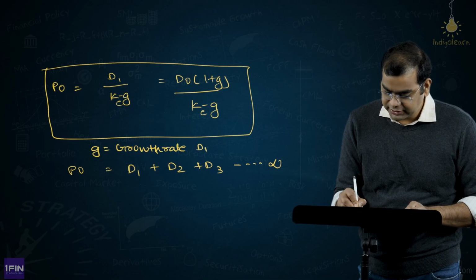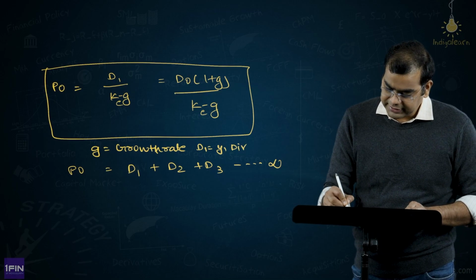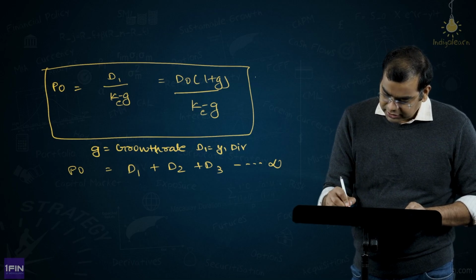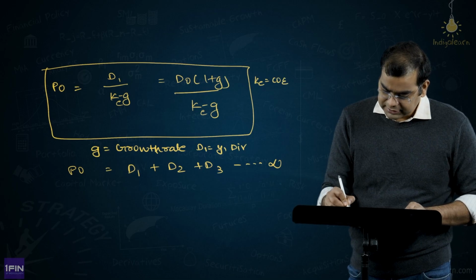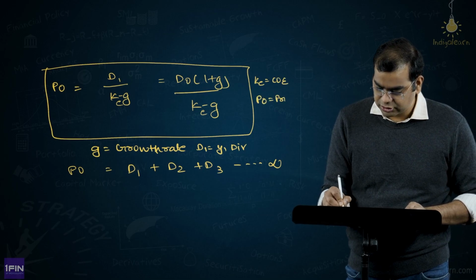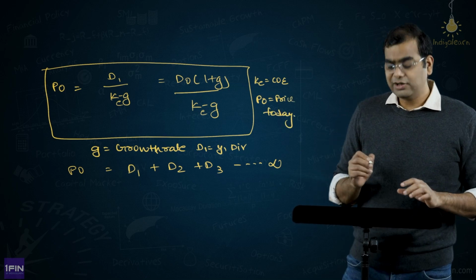D1 is year 1 dividend. Okay, then let me write here only. KE is cost of equity, and what is the pending thing? P0 is price today. So P0 is price today.